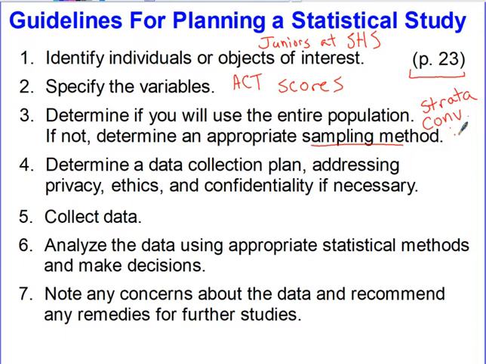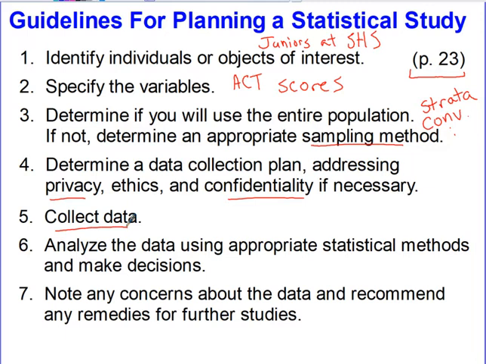Determine the collection plan, addressing any privacy, ethics, or confidentiality needs. Maybe within ACT scores, how do I go about getting those scores? Do I ask somebody? Maybe they're not willing to give me a truthful answer. Maybe privacy is something to deal with, or confidentiality. Ethics: did I put out a fair fight to get a good general random sample, or did I just pick the easiest things? Then collect my data, go out and collect my data.